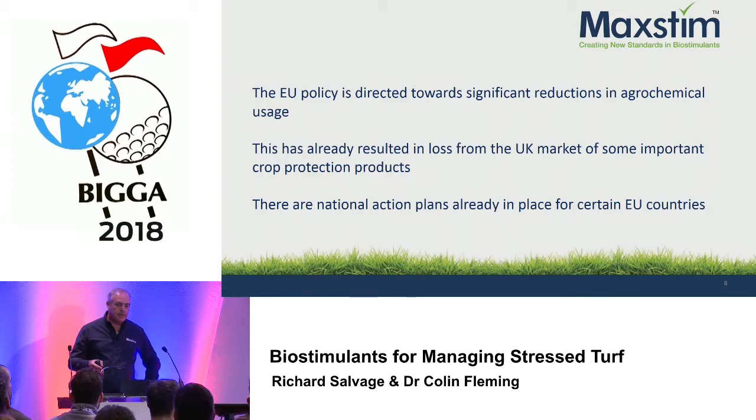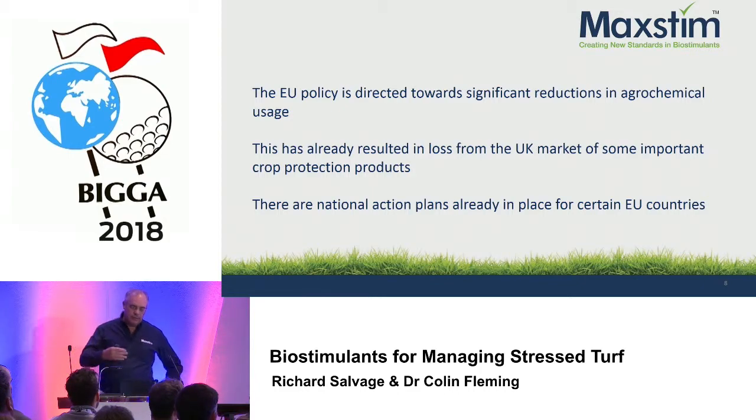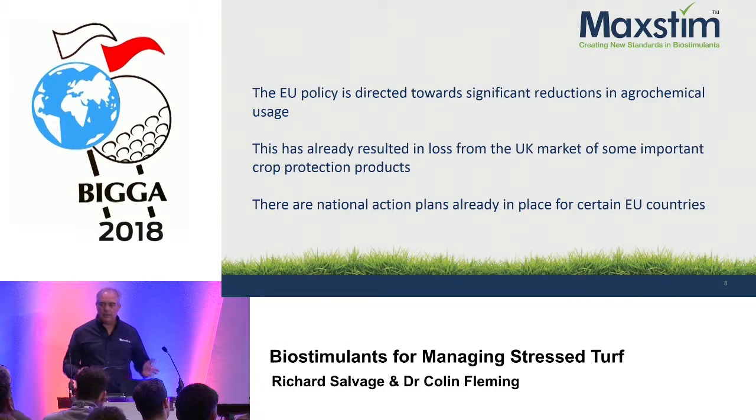One of the things that many of you will have noticed is that more and more crop protection products are being discontinued. There's an EU policy really directed towards significantly reducing the availability and usage of agrochemicals. So what do we use in their place? A lot of countries already have action plans in place to reduce agrochemicals. I'm certainly aware in Holland of an attempt to reduce to 50% in agriculture. And that's a big change. That is a very big change, and it's going to affect all of us.